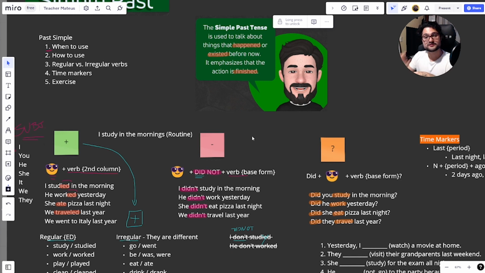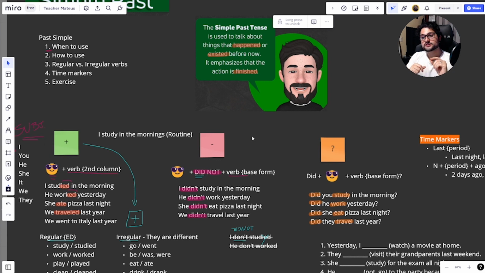Take notes of this before you continue. It is important that you actively take notes, guys, so you can retain more information. So, having said that, let's continue.